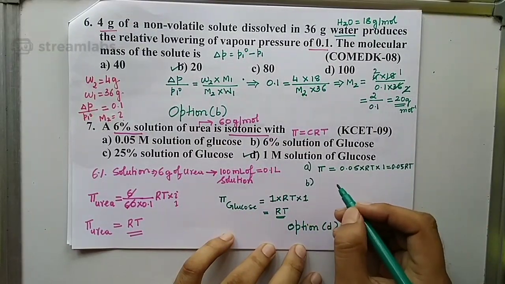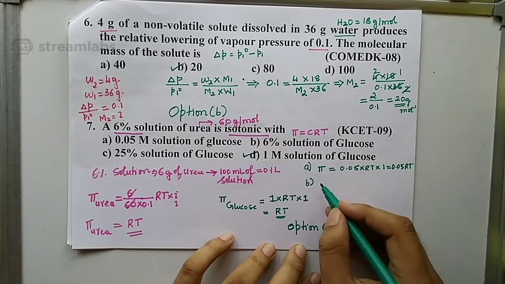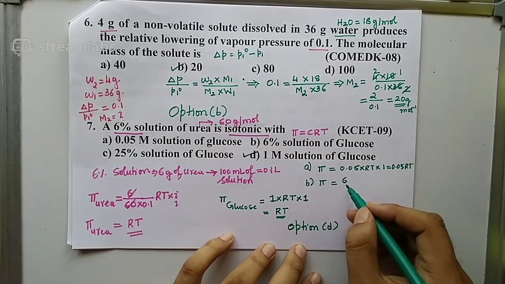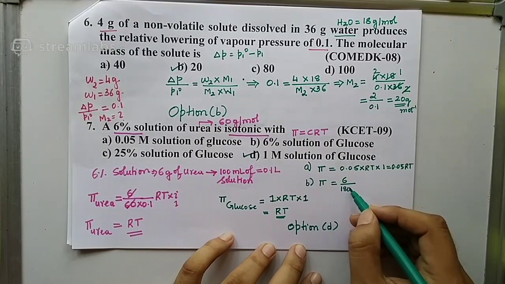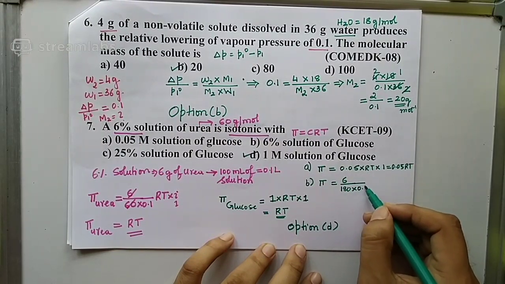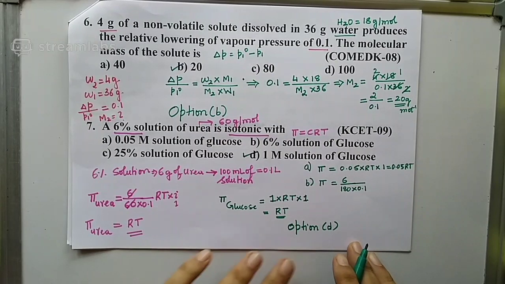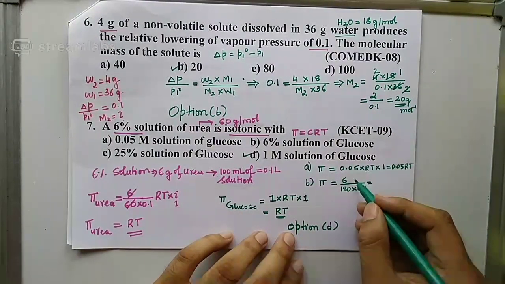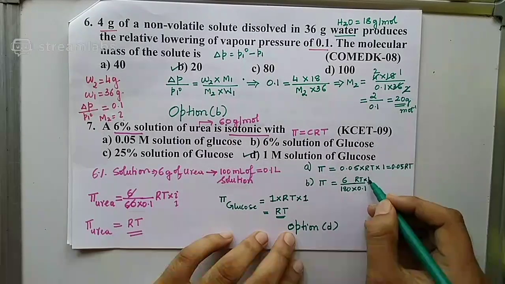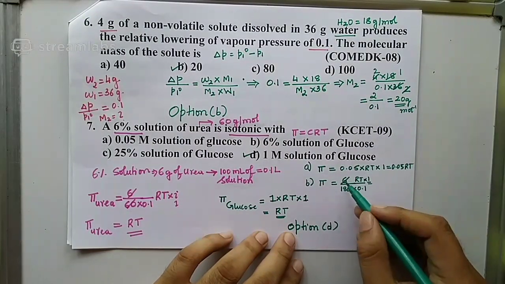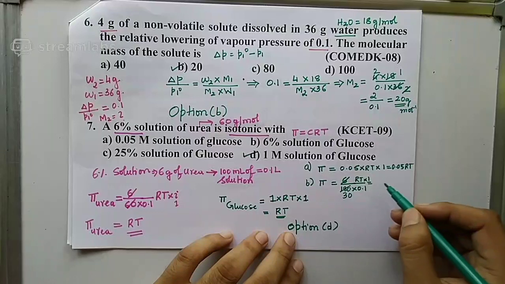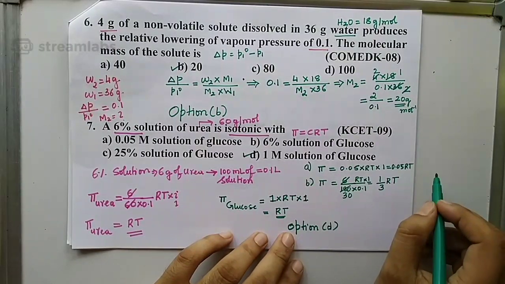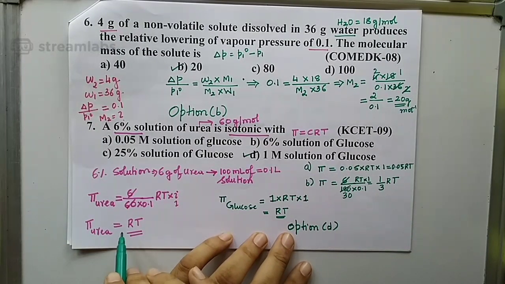What is the answer for the second option? 6% solution. So pi will be equal to 6 divided by the molar mass of that, present in 100 ml, so that is 0.1. So now you can definitely say that this will be equal to, into RT is definitely present, into 1. So 6 ones are 6, 30 times, so this should be equal to 1 by 3 RT into 1, which is definitely not equal to this RT.